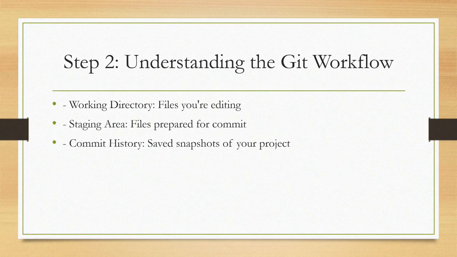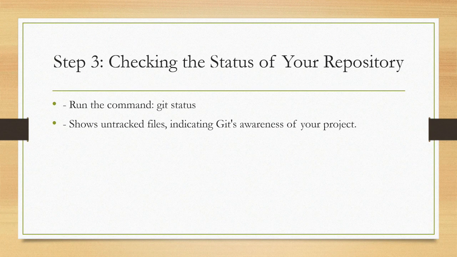Git operates in three main areas: the working directory, the staging area, and the commit history. The working directory is where you make changes to your files. The staging area is where files are placed before committing them. Finally, the commit history stores snapshots of your project's state at different points in time.